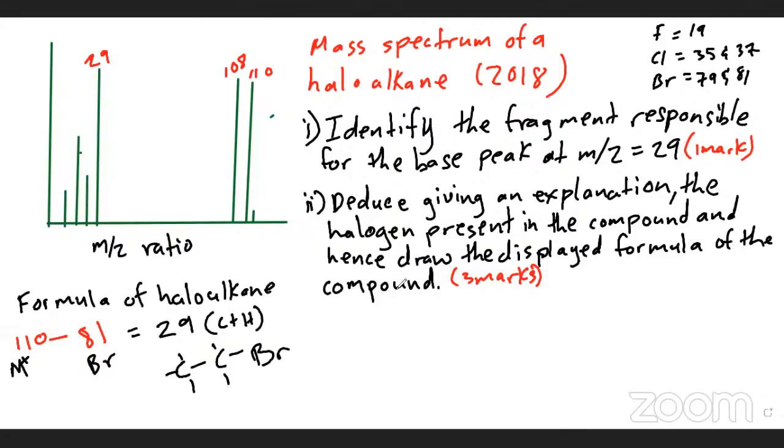All right, if you use the 108, which mass would you use? The 79 or the 81? 79, I think. Right. You would use the 79, and you would get back 29. Because the 108 is for the lighter isotope, and the 110 is for the heavier isotope. Is that clear? Yes, sir.